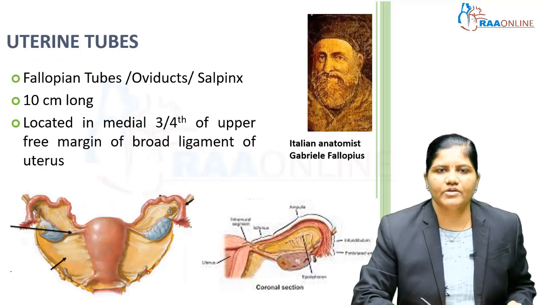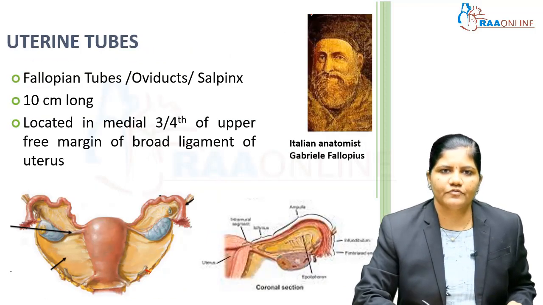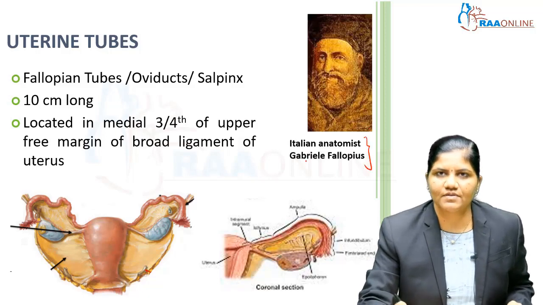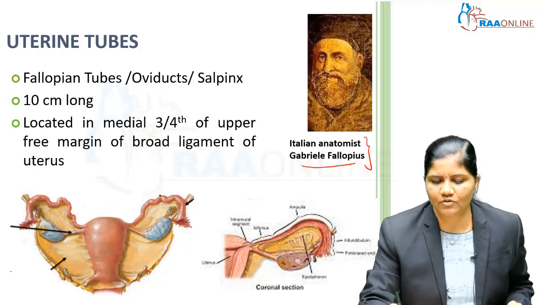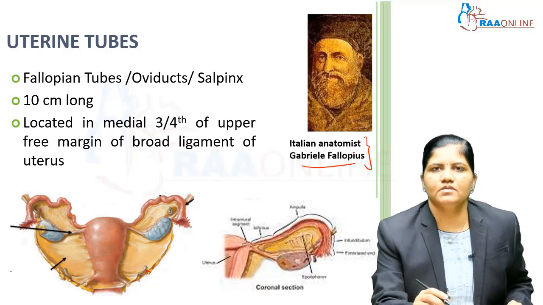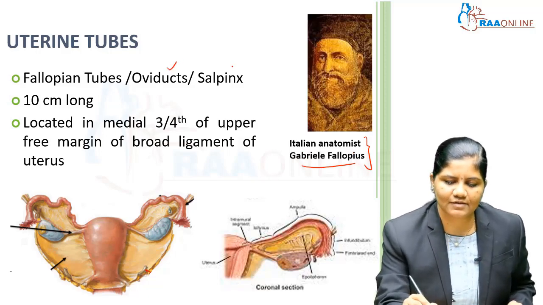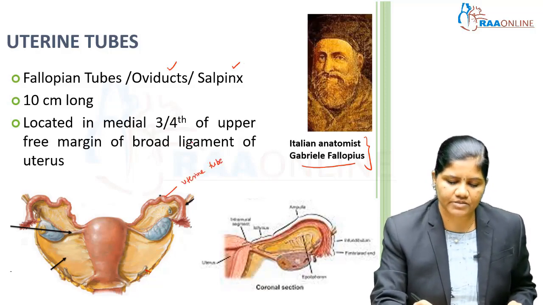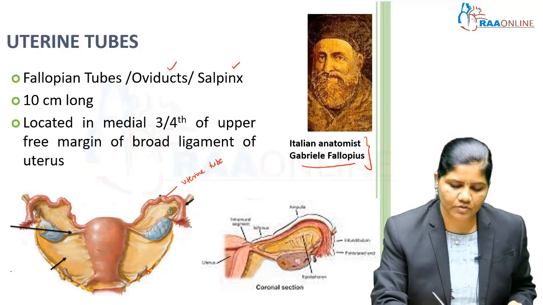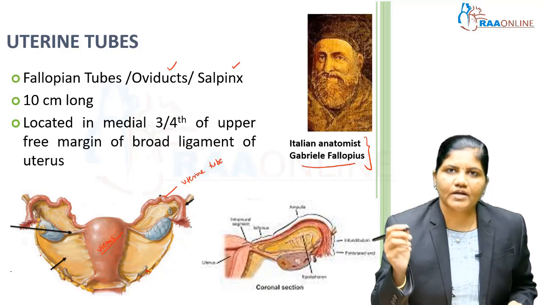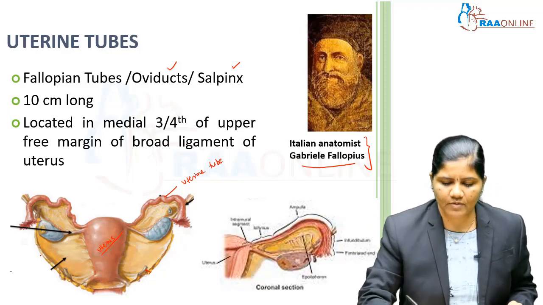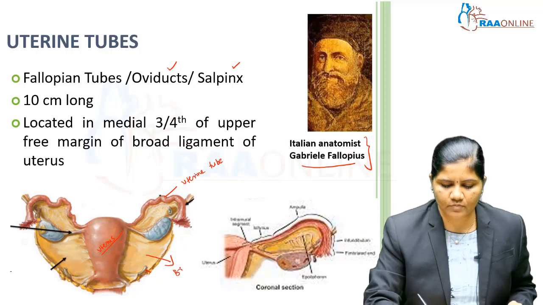So let's see the uterine tubes first. Uterine tubes or fallopian tubes are named after the Italian anatomist, who was also a priest, Gabriel Fallopius. The other names of the uterine tubes are oviducts or salpinx. These are bilateral paired structures present on either side of the uterus, located in the upper free margin of the medial three-fourths of the broad ligament of the uterus.